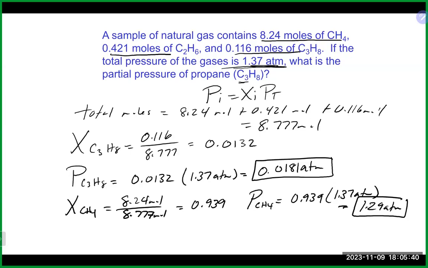Any questions on this version of a partial pressure situation? So again, this is a good one to use when you're limited on information, but as long as you got those two pieces of information, able to get the moles and at least one type of pressure, you could use this to calculate the other partial pressures. Any questions on that one there?